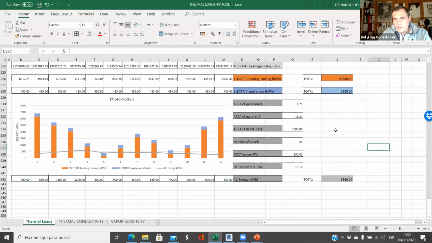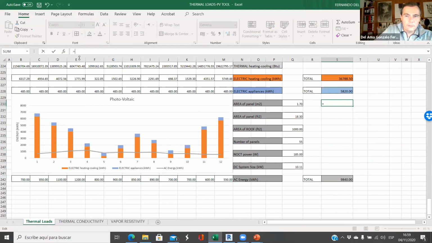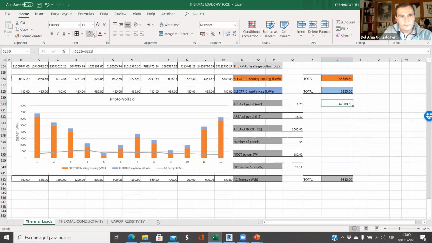So now this should be close to this. We can add this up. This is this plus this. Okay, so this total value should be close to this one. Now this is 9,800, and this is 42,000. So we're far from a zero energy building.